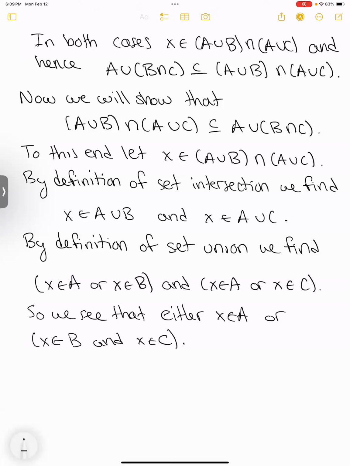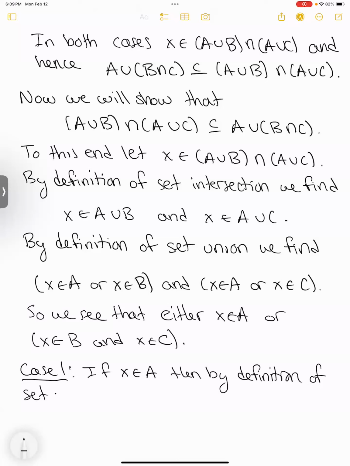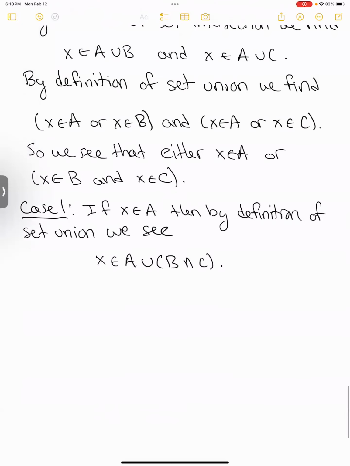Okay, so now we have two cases, right? So case one, if X is in A, then by definition of set union, we see, well, we're basically automatically done, because now if you're in A, then you must also be in this way more complicated looking set for this case. Because you're in A, and to be in the union, you have to just be in A or this other thing, but you're already in A, right? So that's no problem. So now case two.